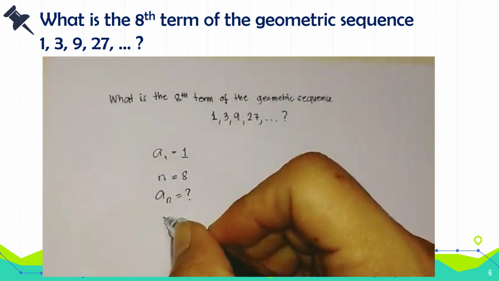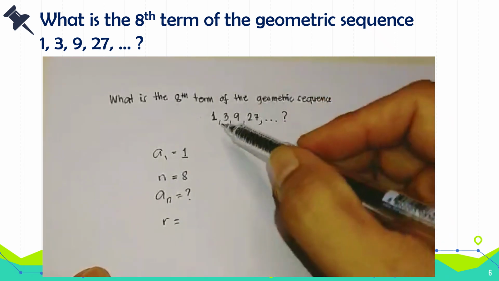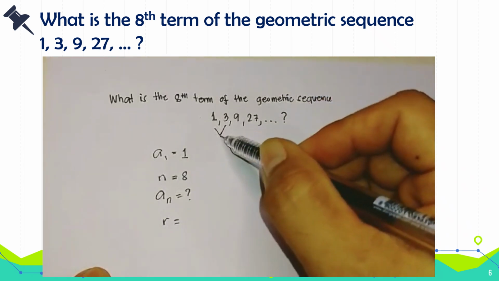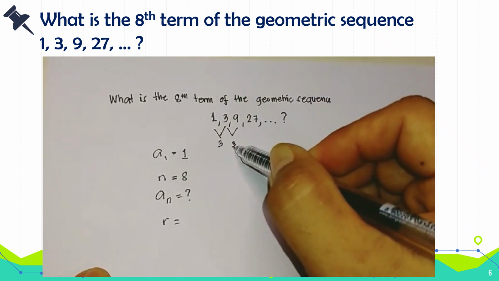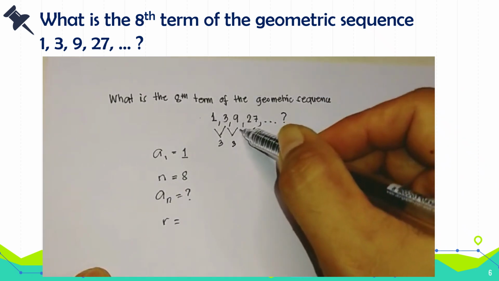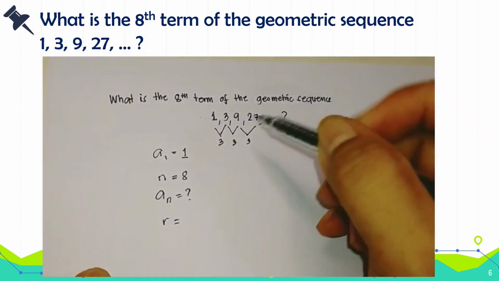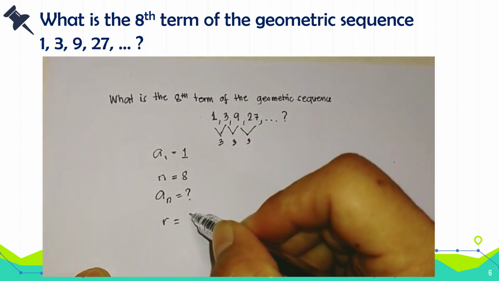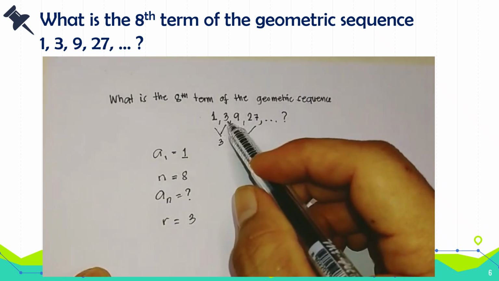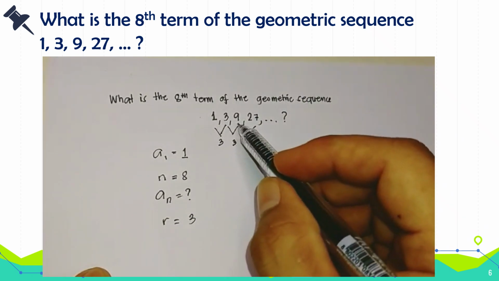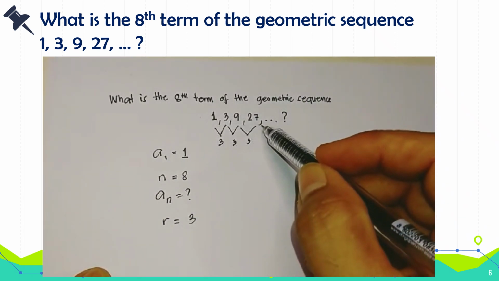And the ratio between terms will be 3 divided by 1 is 3. 9 divided by 3 is 3. 27 divided by 9 is 3. So our common ratio here will be 3. Let's check. 1 times 3 is 3. 3 times 3 is 9. 9 times 3 is 27.